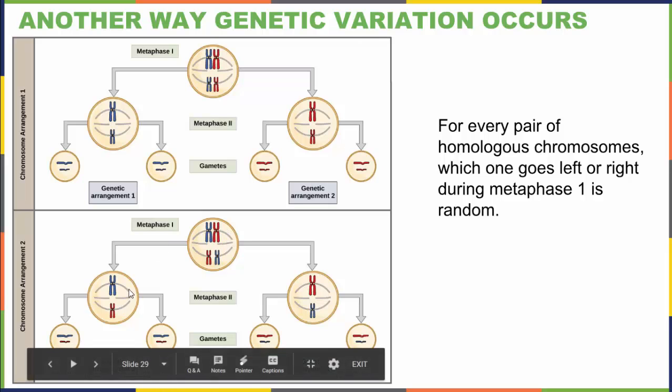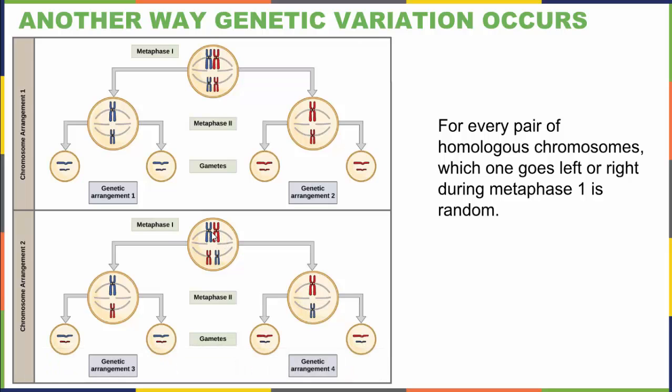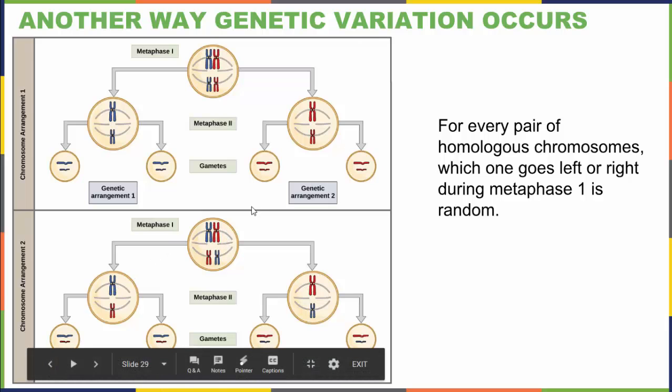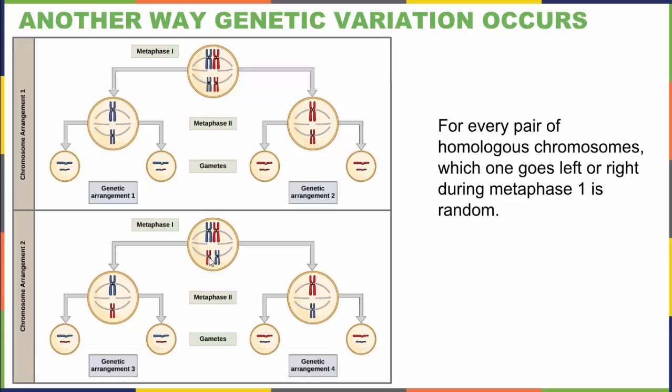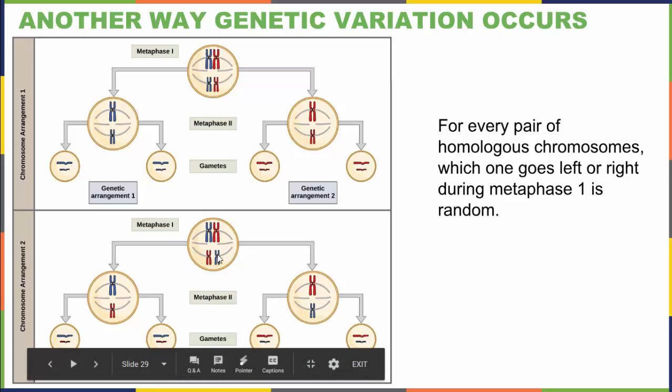So here we can see that the result is that because the long chromosome arranged itself blue on the left, red on the right, the blue of the big one went to the left, and the red of the big one went to the right. And for the shorter chromosome here, red happened to align on the left, and so it went left, and blue happened to align on the right, so it went right. And then we can see the gametes that would result.